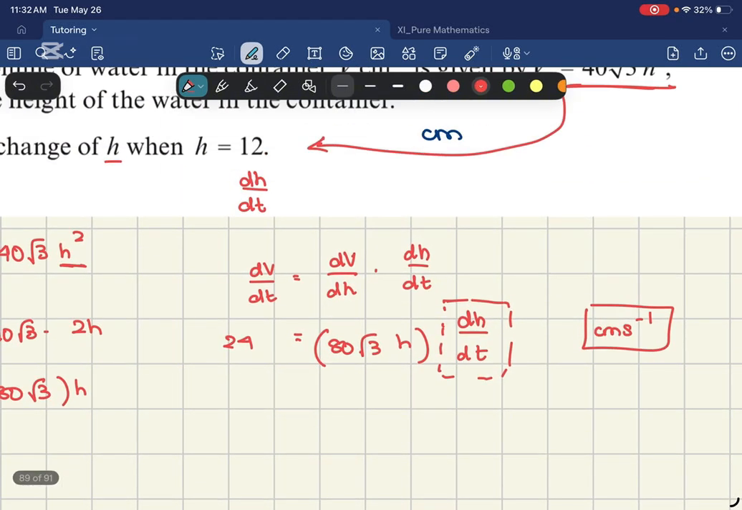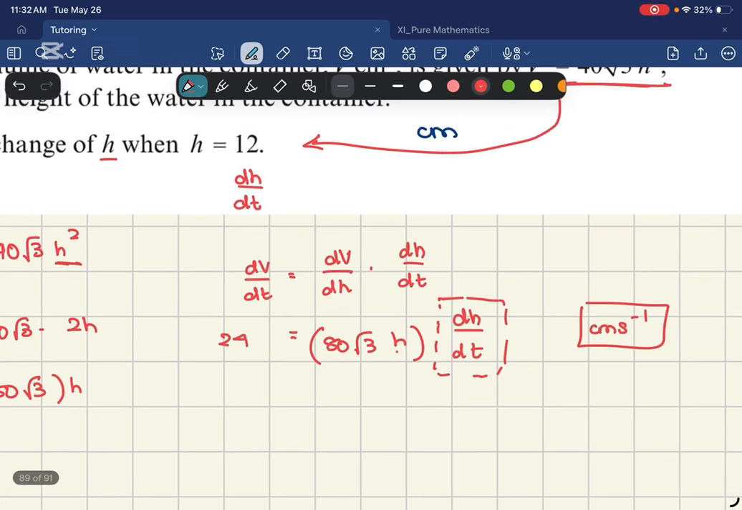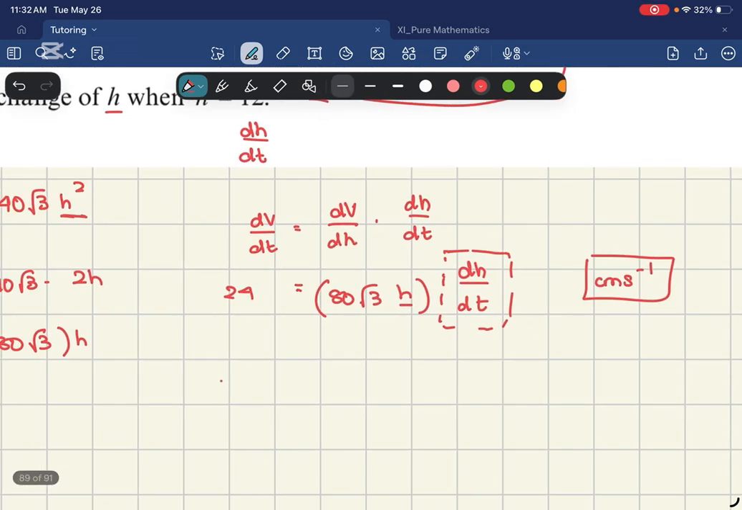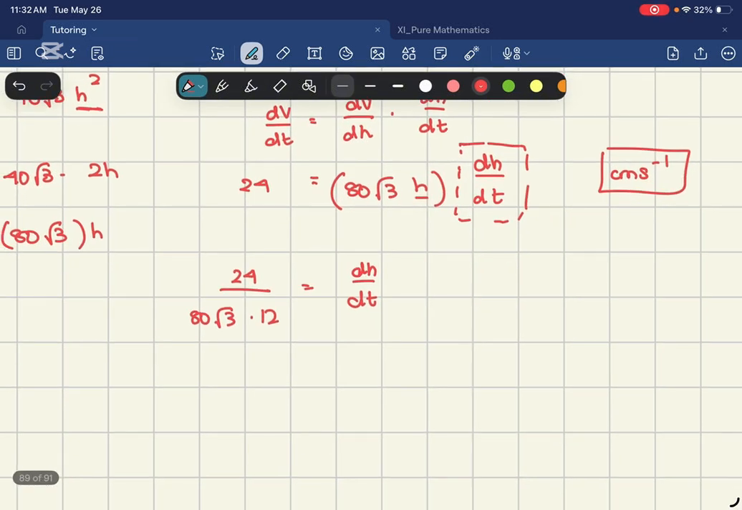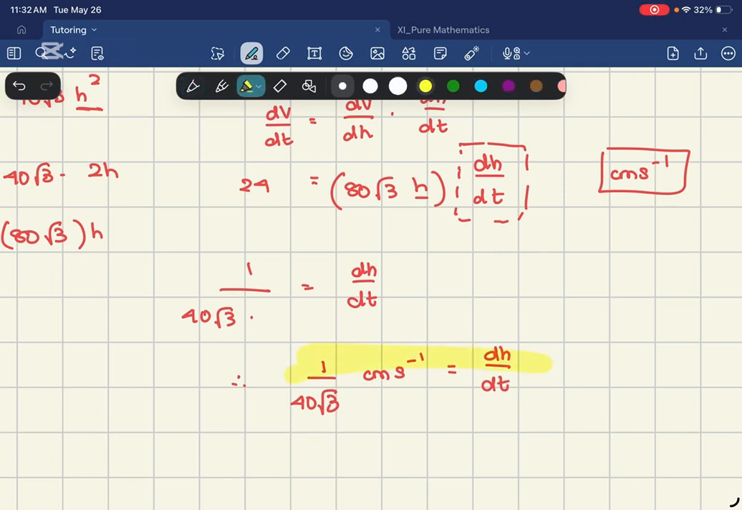So now h is given to be 12. So if I substitute 12 here, then I'm going to get 24 divided by 80 root 3 times 12 is equal to dh by dt. So now 24 by 12, that is going to give me 2, and that is going to give me 1 over 40 root 3. So finally, your answer can be 1 over 40 root 3. Your unit has to be centimeters per second, and that is the rate at which your height is changing. And we are done.